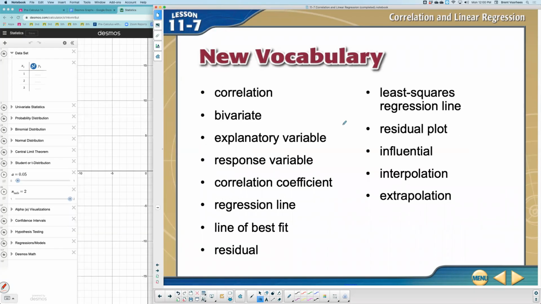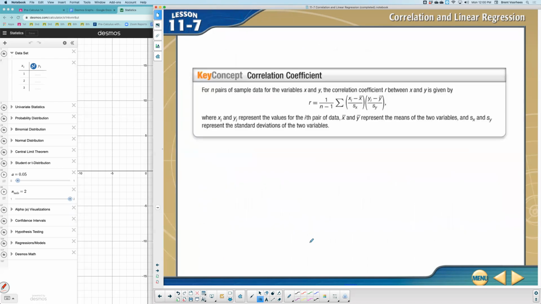All right. So let's talk about linear regression. There's going to be all these different words, but there's only a few of them that I'm really going to spend a lot of time on. First is the correlation coefficient. It's represented by the letter R. It says for n pairs of sample data of the various variables x and y, the correlation coefficient between x and y is given by this.